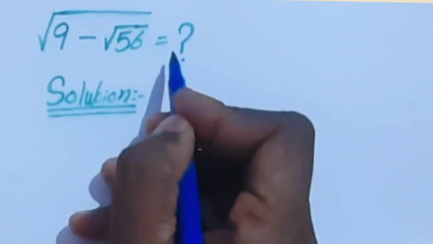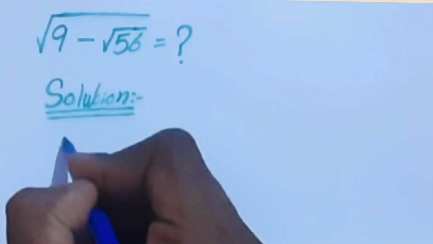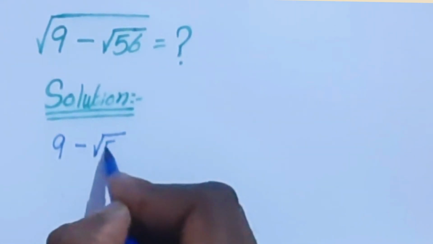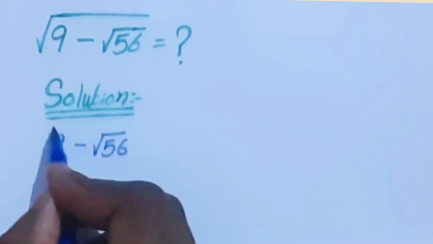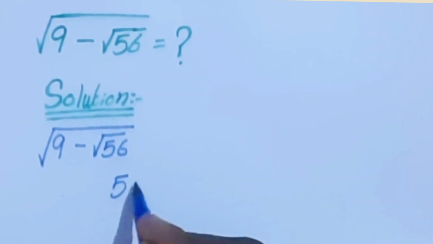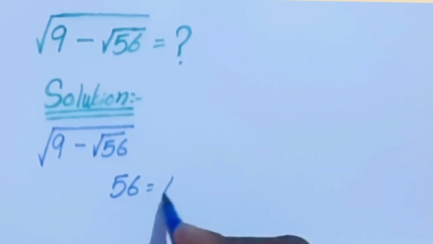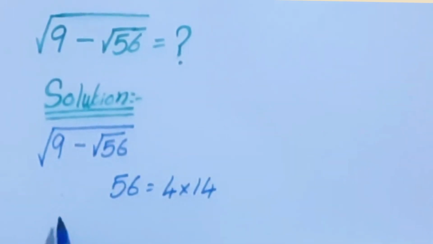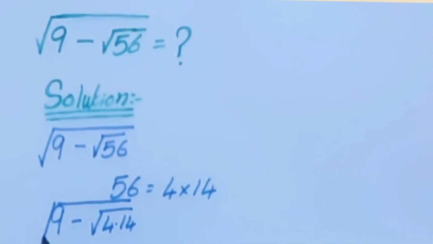Today we are going to solve this problem. Solution: the square root of 9 minus square root of 56. Now this 56 can be written as 4 times 14. This we are going to apply here. So the square root of 9 minus square root of 4 times 14.